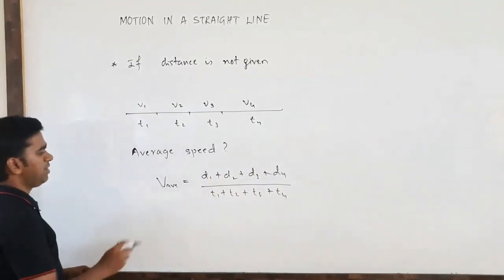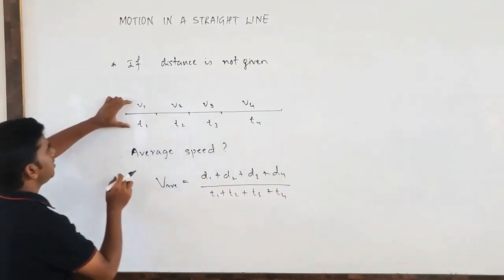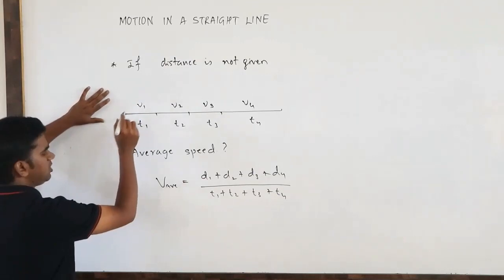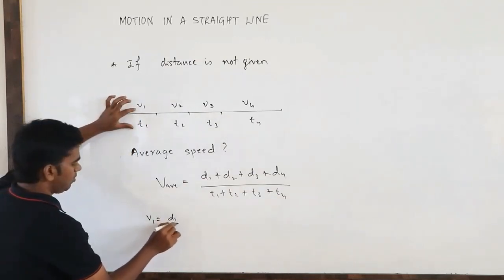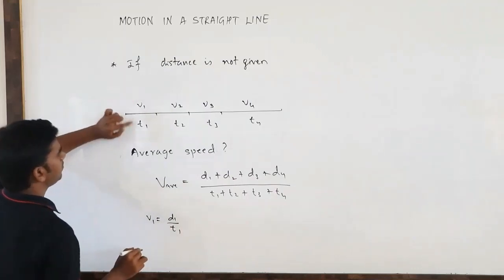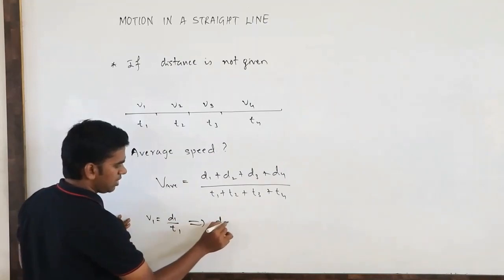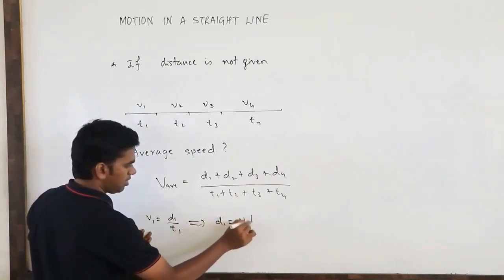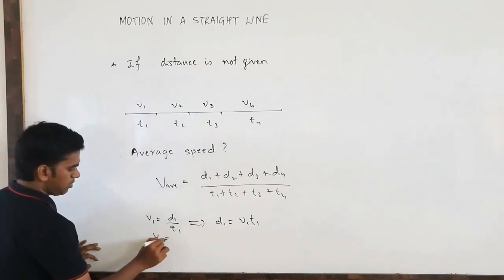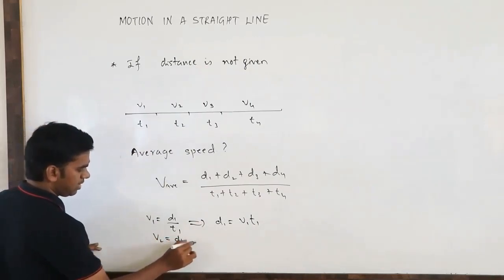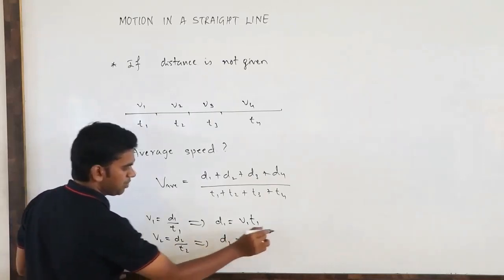So how to replace this with the help of v and t? We already know that v1 is equal to d1 divided by t1. So can we get d1 here? d1 is nothing but v1 into t1. Similarly, v2 equals d2 divided by t2, so d2 is nothing but v2 into t2.